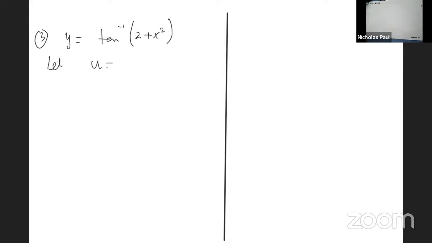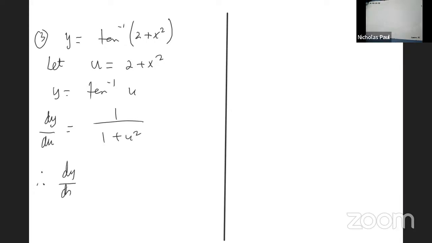So we could let u equal to 2 plus x squared. And we'll get y is equal to tan inverse u. So it means that we could find dy du. Dy du will be 1 over 1 plus u squared. And therefore, dy dx using chain rule will be dy du multiplied by du dx. We already have dy du. So we could get du dx from here, which is 2x.